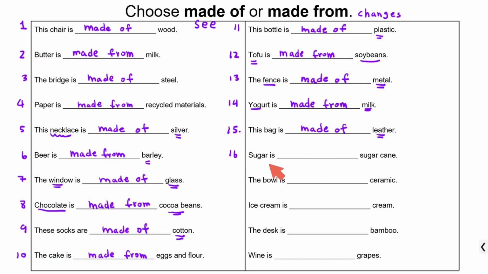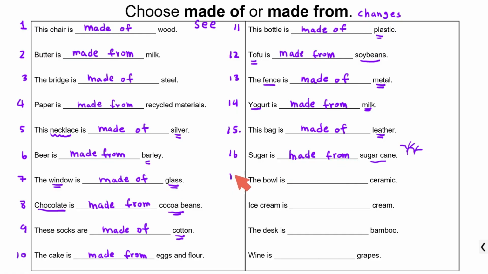Let's move on to number 16. We have sugar is blank space sugar cane. Oh, this one is a little tricky. Sugar cane and sugar. Well, actually, the sugar cane is a plant. You have to be very careful. So sugar changes. We cannot originally see the plant. So we have to choose for this one made from, and we can carefully read the sentence. Sugar is made from sugar cane.